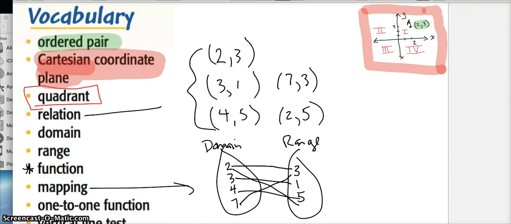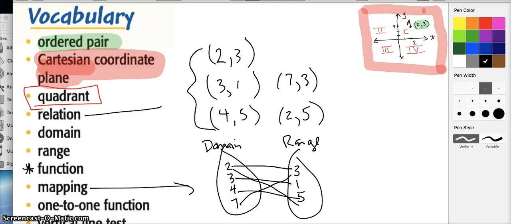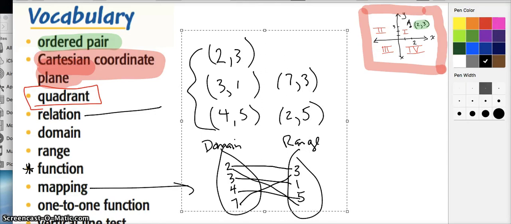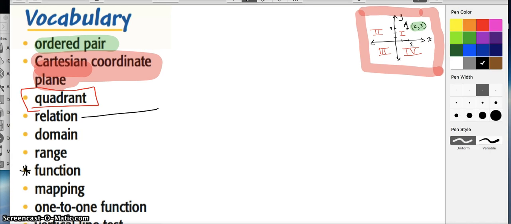So in mathematics, when we talk about a relation that's a function, we mean specifically a relation where each member of the domain is only hanging out with a single member of the range.